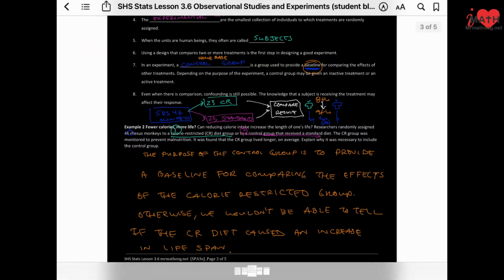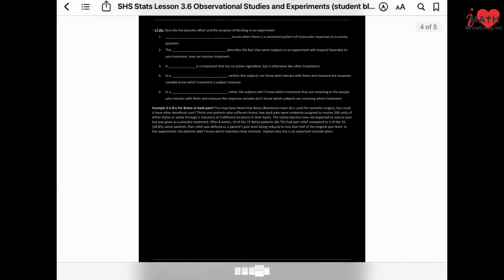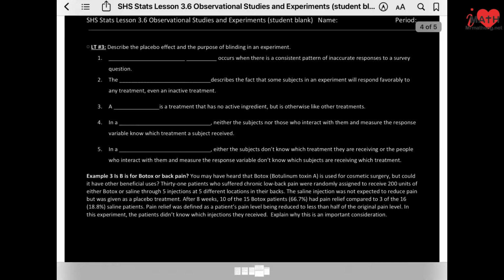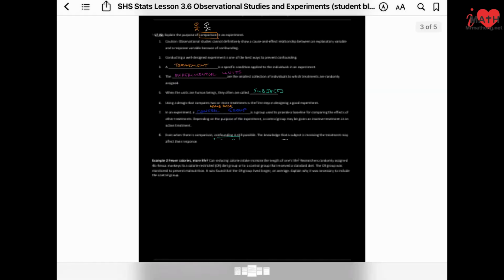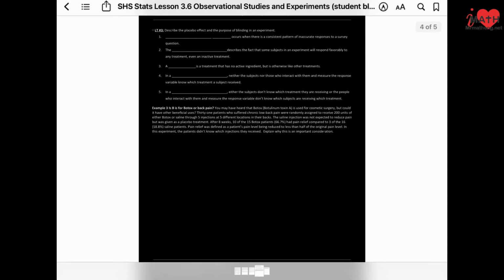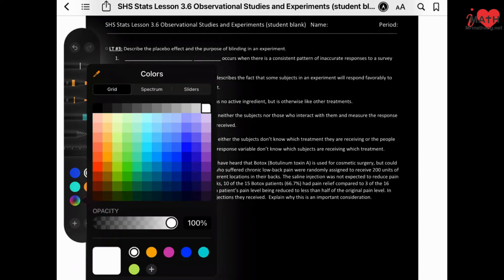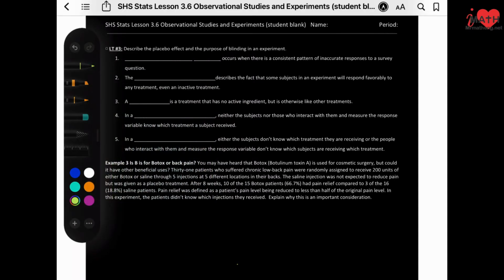Let's go on to the next page. We have learning target number 3 here. Let me make sure I got everything on that page. Yes, we did. Perfect. Learning target number 3: describe the placebo effect and the purposes of blinding in an experiment.